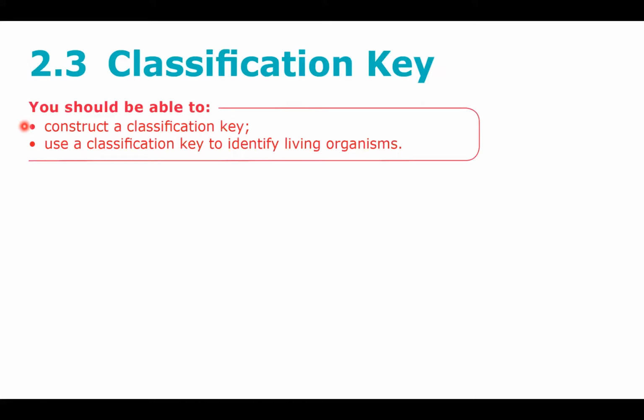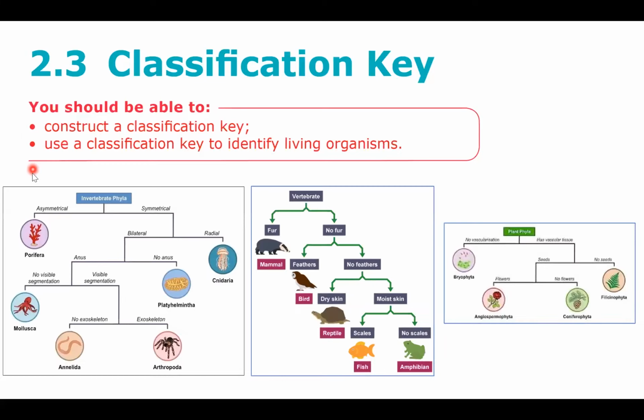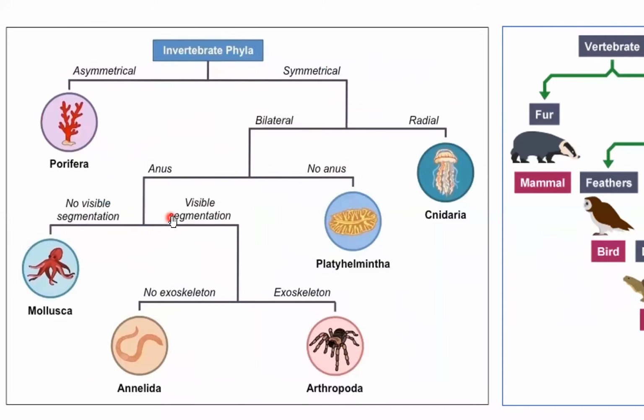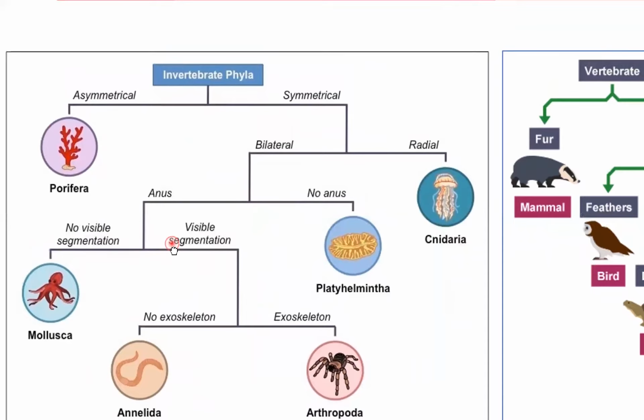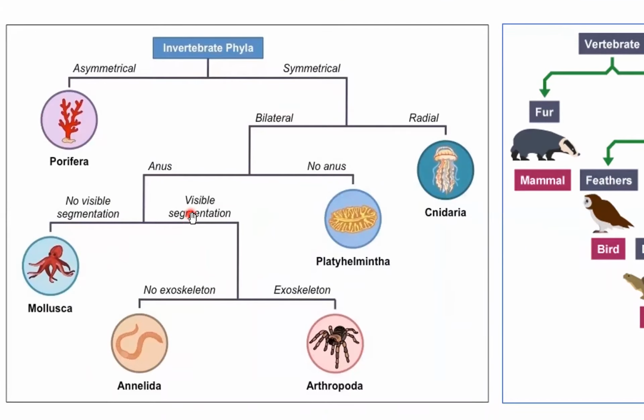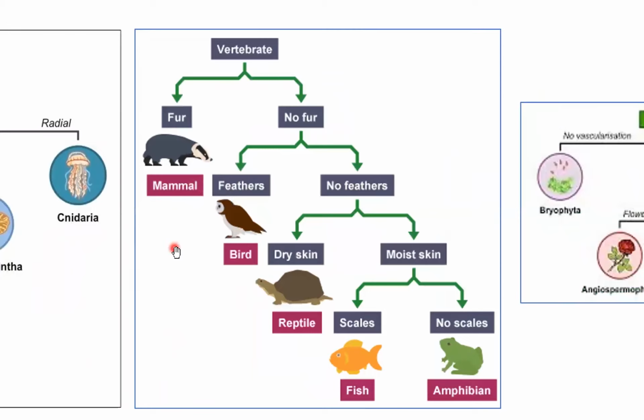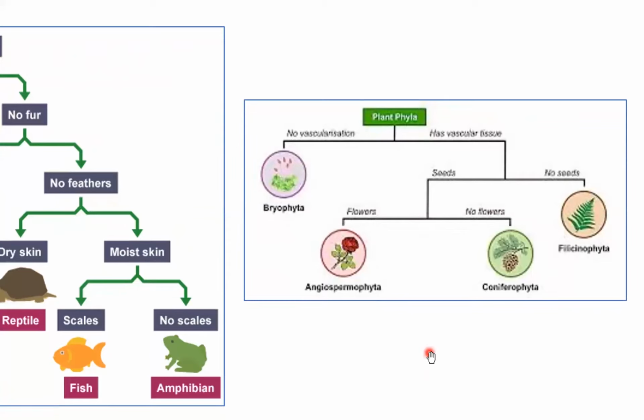So what does a classification key look like? These are examples of classification keys. On the left, you can find a classification key on invertebrates. This classification key shows how they are arranged or grouped according to their characteristics. The one in the middle here is a classification key for animals. You can see they are arranged according to their characteristics. Some of them have fur, some of them have no fur, some of them have dry skin, and so on. And then at the very end here, you can find a classification key for plants.